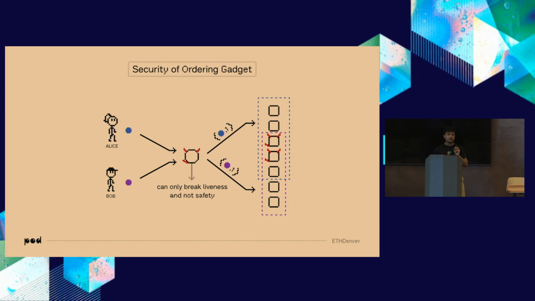The important thing to notice here is that this ordering gadget is not responsible for the safety of the protocol. It is only responsible for the liveness. What this means is, if this ordering gadget becomes malicious, goes rogue, and tries to assign conflicting indexes, so assign the same indexes to different transactions, the network ensures that the safety holds. Which means that this ordering gadget doesn't have to be very decentralized or have as much security as the base layer.